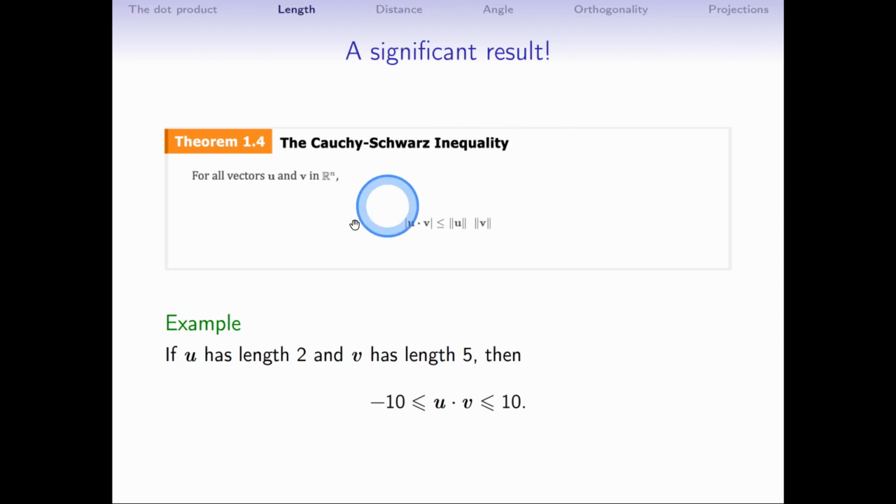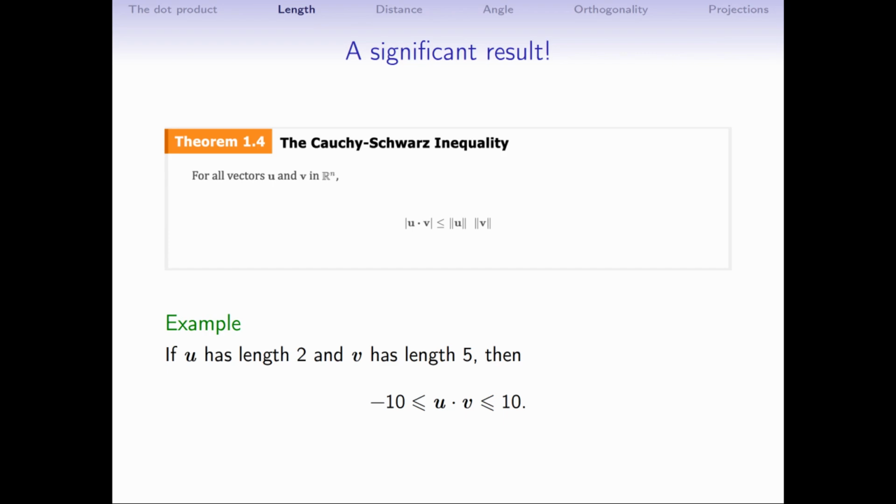So here's an example. Suppose I told you that u is a vector with length 2 and v is a vector with length 5. What the Cauchy-Schwarz inequality is going to tell us is that the value of u dot v has to land somewhere between -10 and 10. That's what it would mean to say that its absolute value is bounded by 2 times 5. That means u dot v could be positive, it could be negative, but it has to sit between -10 and 10. So it gives us bounds on the size of the dot product of the two vectors u and v.